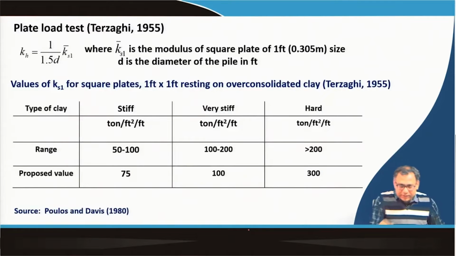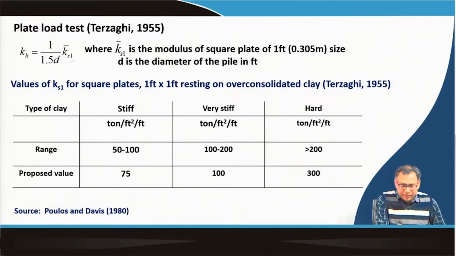So, Terzaghi, based on the plate load test, in 1955 proposed the relationship between kh and ks1. What is ks1 bar? It is the modulus for a square plate of 0.305 meter square size, and d is the diameter of the pile. So, that means these ks1 are the modulus of subgrade reaction determined by using a square plate of 0.305 meter size, and that is used here to determine the kh for the pile. Okay.